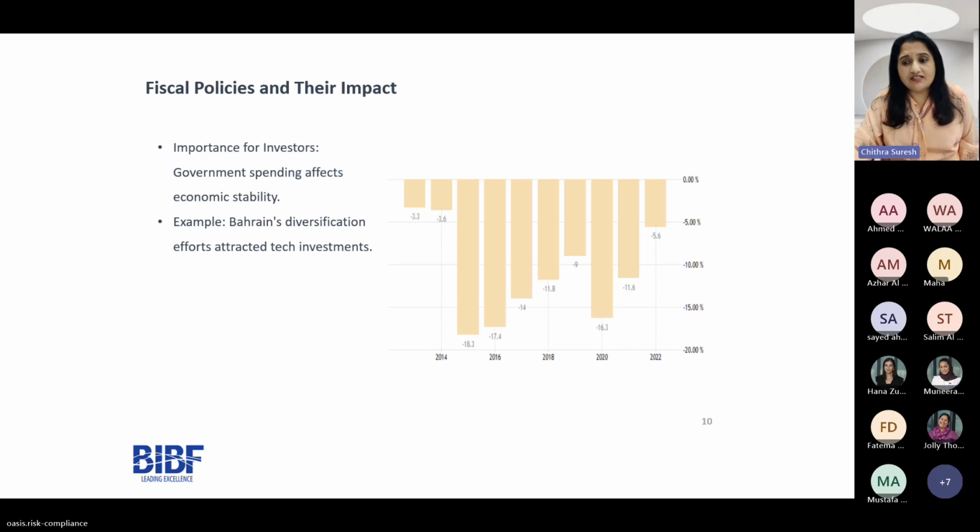Foreign investors always consider a country's ratings when they decide to invest. Higher rated countries are generally considered safer investment destinations, attracting more foreign capital.